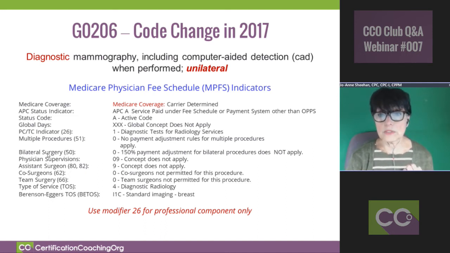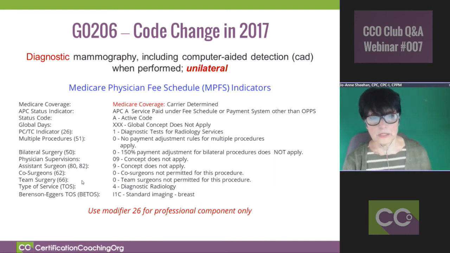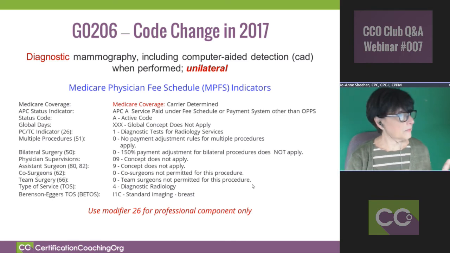And even though this is a bilateral surgery, the 0 to 150% payment adjustment for bilateral procedures does not apply, which means that they will not pay 100% allowed for the first one and then 50% allowed for the second. They will actually pay equally. And it just goes on and it tells you what's allowed, what's not permitted. And underneath that, it says don't forget to use modifier 26 for the professional component only. That's the interpretation. Now, here we go.